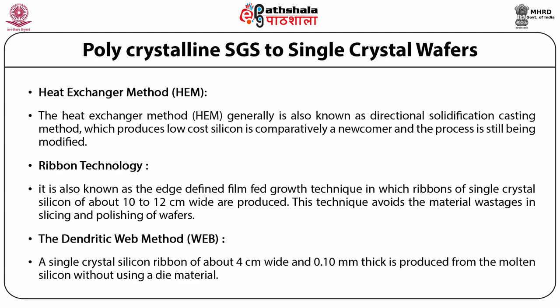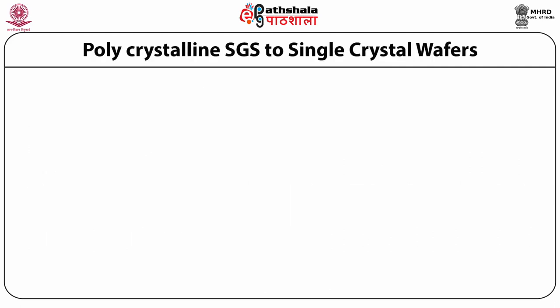The crystals grown in this method are better and are one-to-one oriented compared to those grown by the capillary method. Both the techniques of growing single crystal ribbons, that is WEB and EFG, have advantages and disadvantages. The next technique which we are going to discuss is the silicon on ceramic, SOC, method.